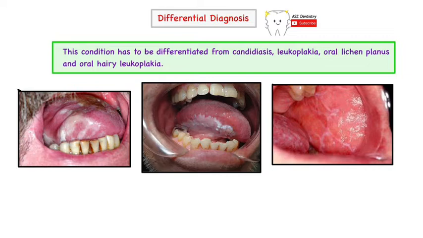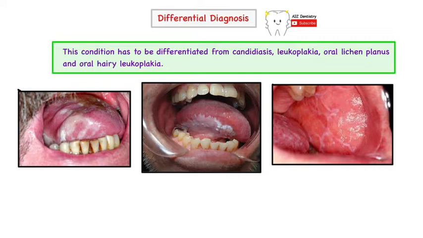Second is leukoplakia. Basically, leukoplakia is a non-scrapable patch, right? And in cases of leukoplakia, we also find the same kind of lesion present on the buccal mucosa or corner of the mouth, right? But oral hairy tongue will always be present on the dorsum surface of the tongue.